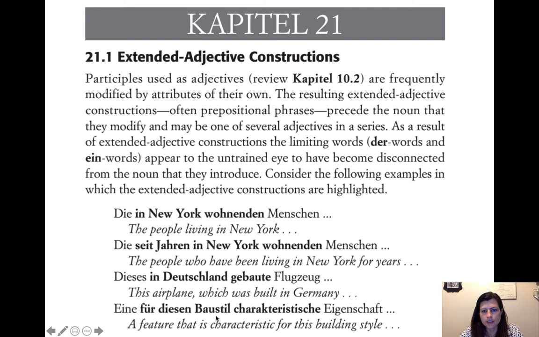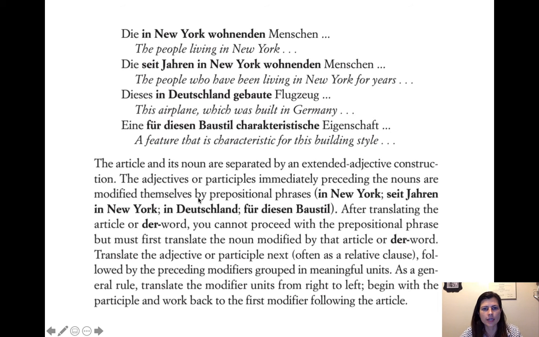Eine für diesen Baustil charakteristische Eigenschaft, a feature that is characteristic for this building style. So Eigenschaft is feature. A for this building style characteristic feature. Of course it's been changed into a relative clause in the translation. And then we have these examples again. So the article and its noun are separated by an extended adjective construction. So eine, the article, Eigenschaft, the noun, they're separated by this extended adjective construction.